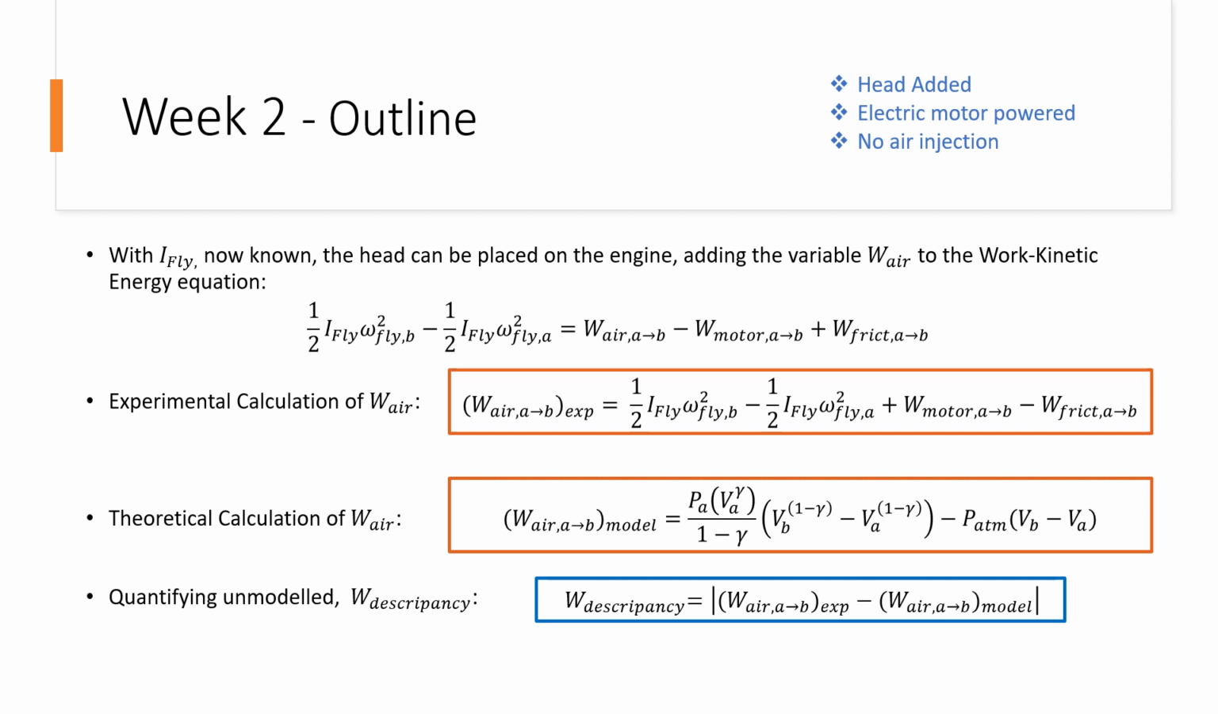For the second week of lab, we added the head of the engine, which adds the W air variable into the work kinetic energy equation, which can be rearranged to solve for W air experimentally. A theoretical calculation can also be performed in order to compare the two values. The unmodeled effects can be quantified through an absolute difference, such as W discrepancy.